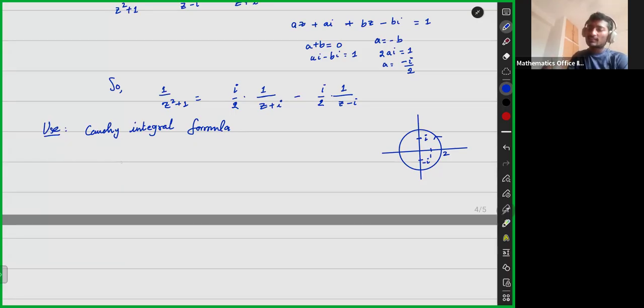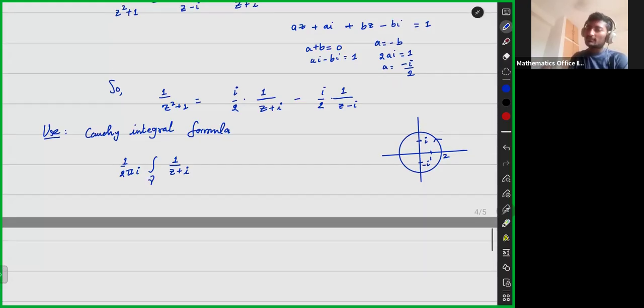What we get is 1 upon 2 pi I, where f of z is now replaced by I by 2. We can take that common, no problem, leaving 1 divided by z plus I. So we separately calculate, and there's no problem: 1 upon 2 pi I integral over gamma 1 upon z plus I dz.